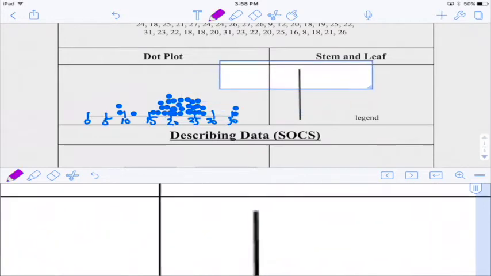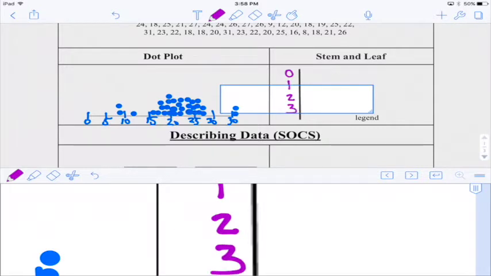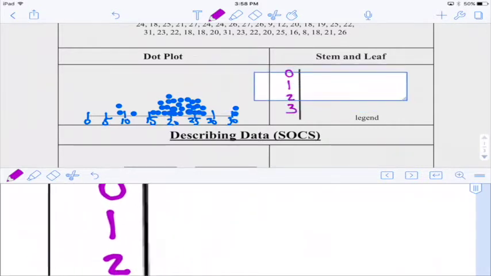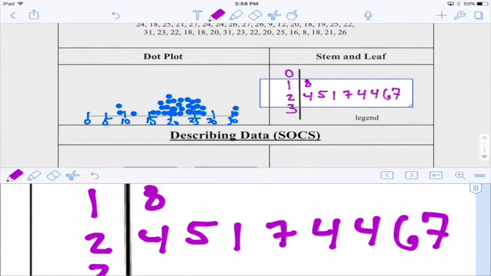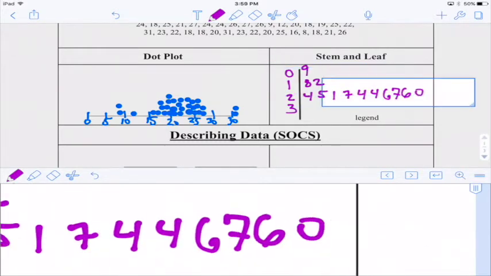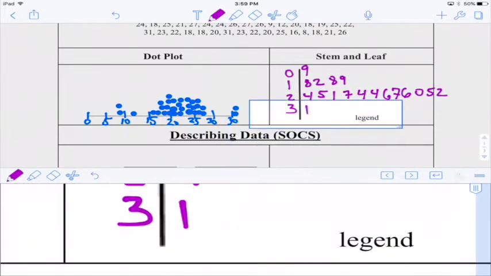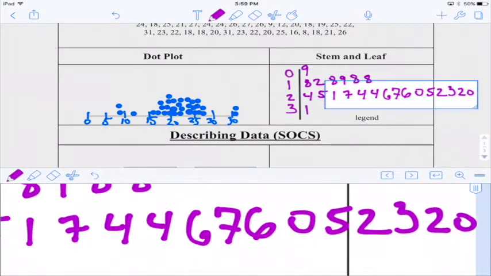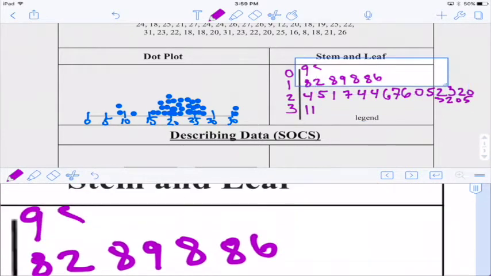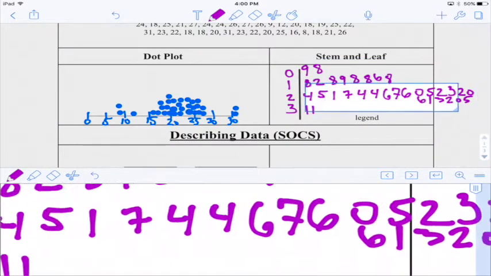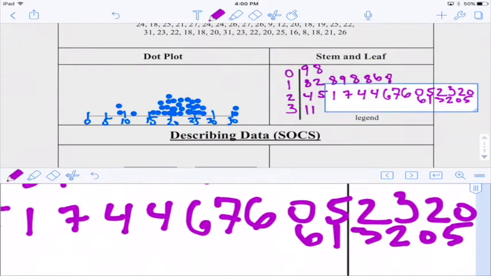Our stem and leaf plot, we have stems with 0, 1, 2, and 3. And it doesn't have to be in order. So we have 24. There's my leaf. 18, 25. So you'll see that I ran out of space for my 20s.